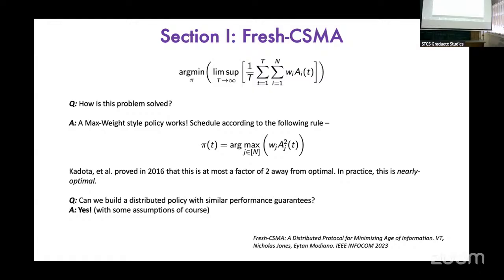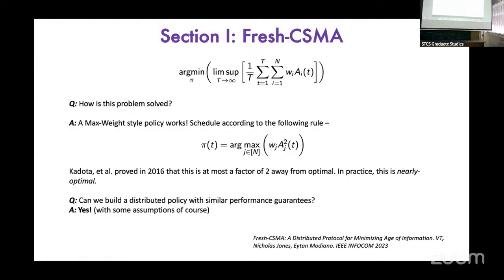What we want to do is have a similar policy that has the same optimality guarantee, but is not centralized. It does not need to know at each source what the age of information of every other source is, and it does not need a central agent to compute this argmax. So only the source decides when to send. Yes, each source will decide when to transmit.